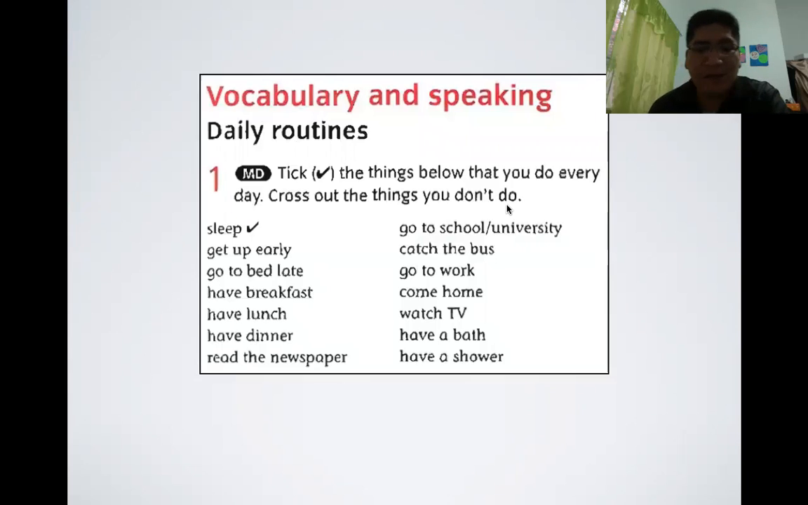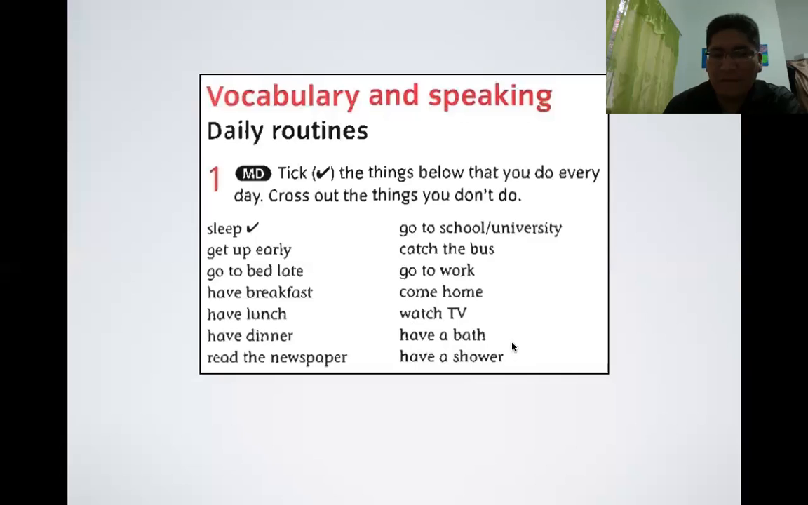For example, here sleep, I think so. Everybody sleeps. Pienso que todos duermen. Sleep. Get up early. The question is, do you get up early? Go to bed late or no? Do you have breakfast? Do you have lunch? Do you have dinner? Do you read the newspaper? Do you go to school or university? Do you catch the bus? Do you go to work? Come home? Watch TV? Have a bath?